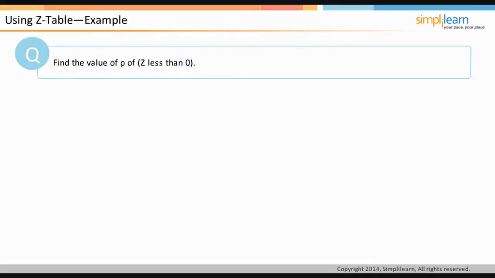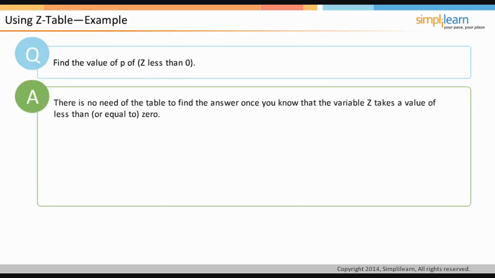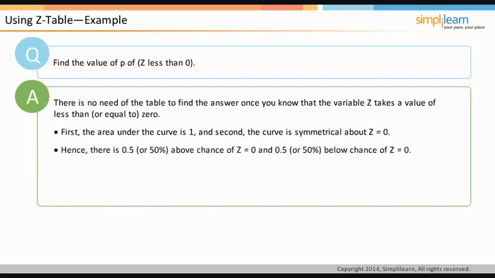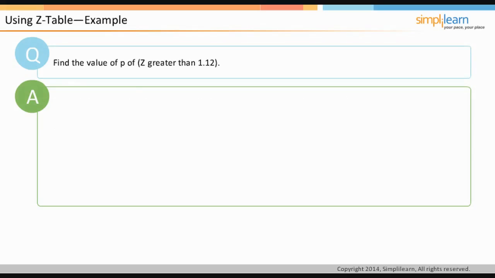Let us find the value of P of z less than 0. The table is not needed to find the answer once we know that the variable z takes a value less than or equal to 0. First, the area under the curve is 1, and second, the curve is symmetrical about z equals 0. Hence, there is 0.5 or 50% chance of z above 0 and 0.5 or 50% chance of z below 0. Let us find the value of P of z greater than 1.12. In this case, we want the chance that z is greater than a number, in this case 1.12.